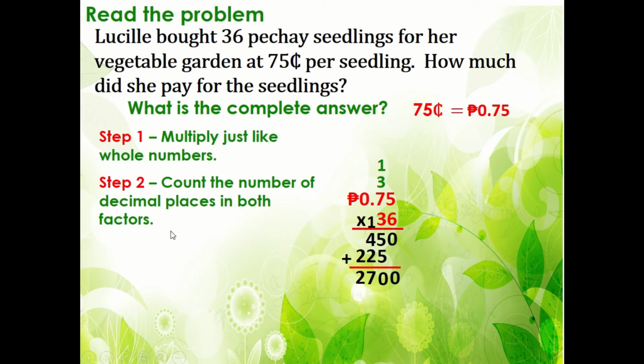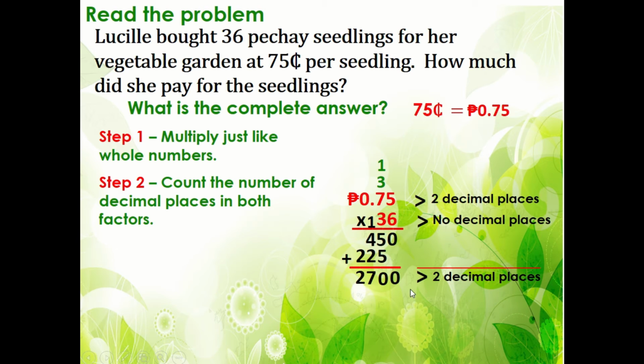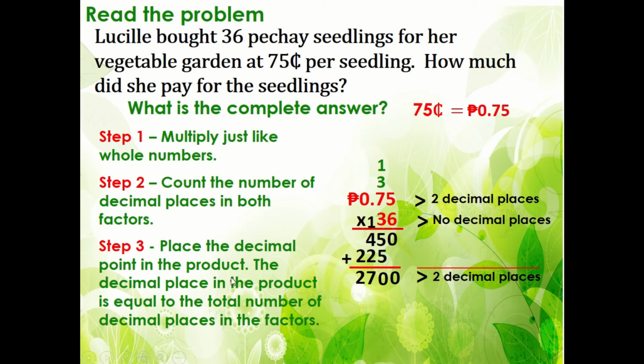Step 2. Count the number of decimal places in both factors. So in 0.75, we have 2 decimal places. In 36, we have no decimal places. So all in all, we have 2 decimal places. So from here, we're going to place the decimal point in the product. Since we have 2 decimal places in the factors, we should also have 2 decimal places in the product. So we have 1, 2, so we will put the decimal point here.